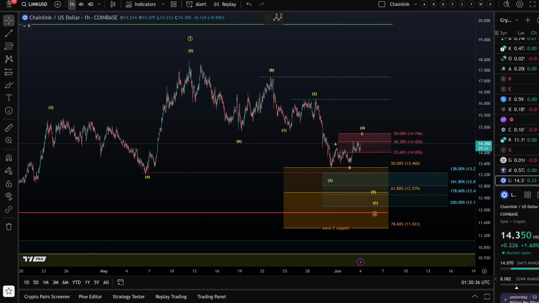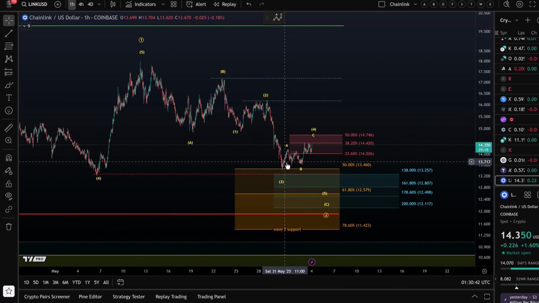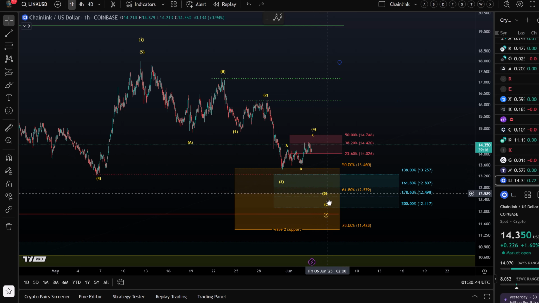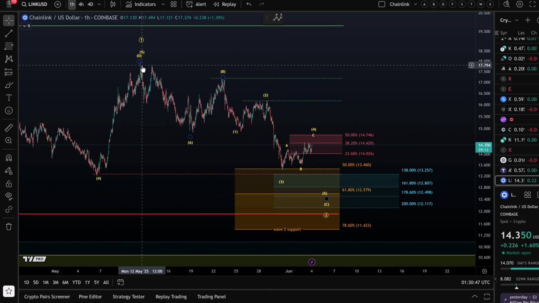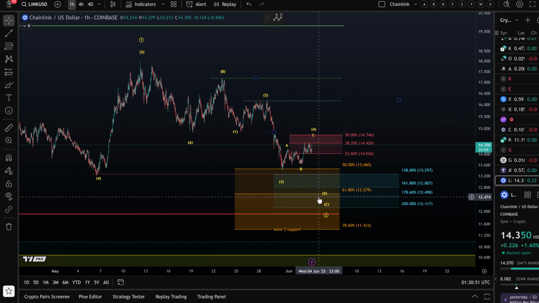We are here currently on the Link chart, Chainlink chart. We're currently in a corrective rally to the upside. Currently, this is seen as a wave 4 bounce in an overall downtrend that started here on the 12th of May. So this is still seen as a corrective pullback at the moment.